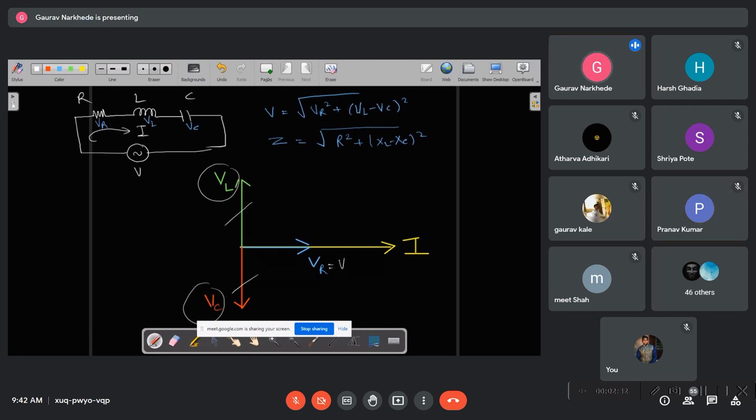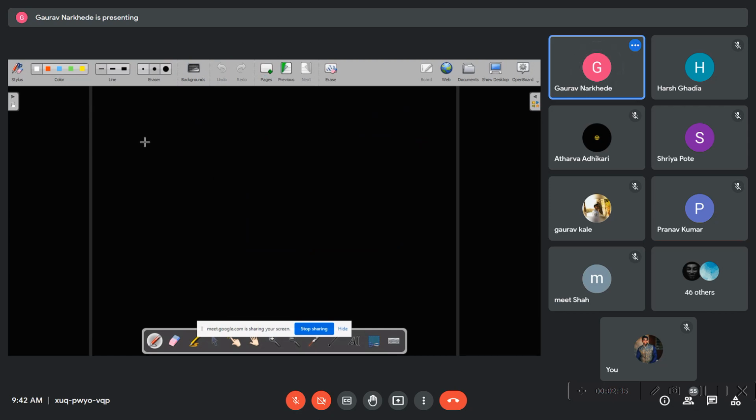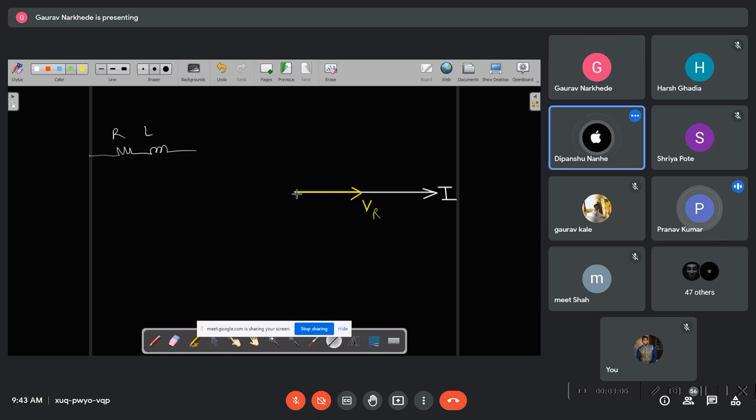Okay, great. So let us continue our discussion. Now, RL in series: what will happen if R and L are in series? This is your current I. Where will VR be? In phase with the current. So this is your VR. And where will VL be? 90 degrees out of phase, leading. Correct. So now I think you are perfect in phasor diagrams.